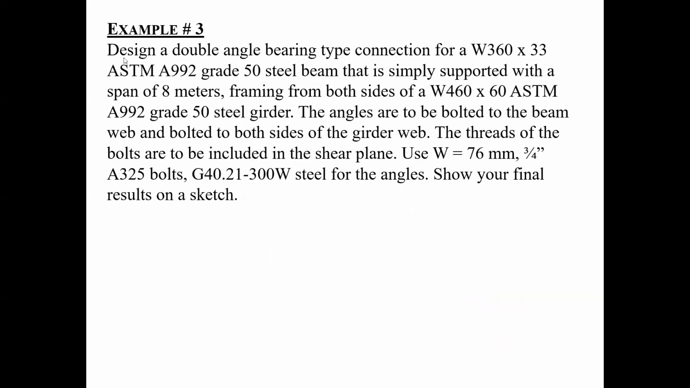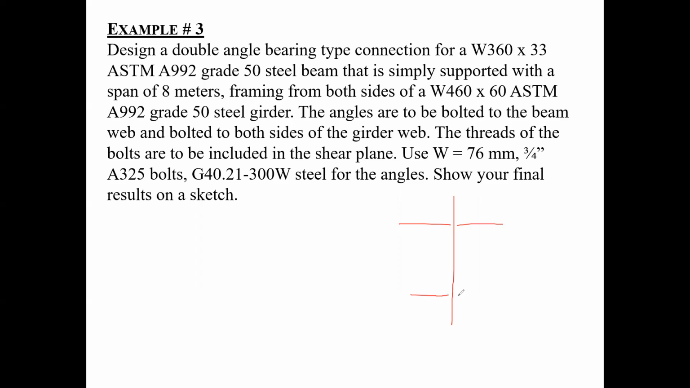So here what we have is design a double angle bearing connection of a W360 by 33. So we have a W360 by 33, that is simply supported with a span of 8 meters. So, 8 meter span, W360 by 33. Frame on both sides of a W460. In other words, what's happening here is that this is my girder. I have a beam coming in here. I have a beam coming in there.